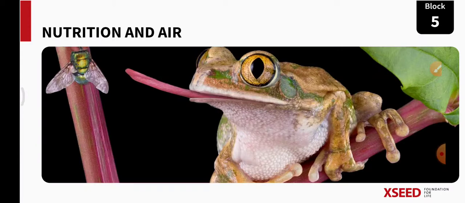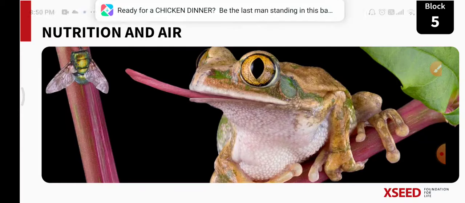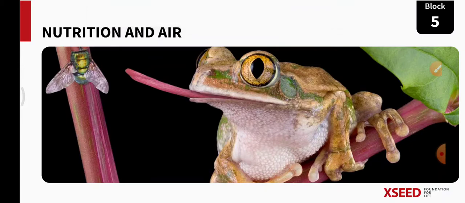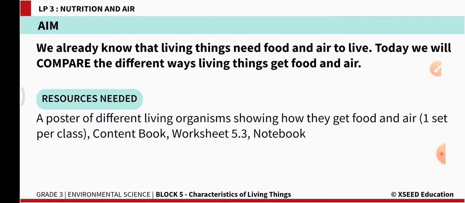How do different living beings take their food to grow, and how do they breathe? On the screen you can see a frog with its long tongue, and it is trying to catch the fly. So we already know that living things need food and air to live. Today we will compare the different ways living things get food and air. In today's class we are going to learn about different living things. Look at them and learn how they take food and how they take air.